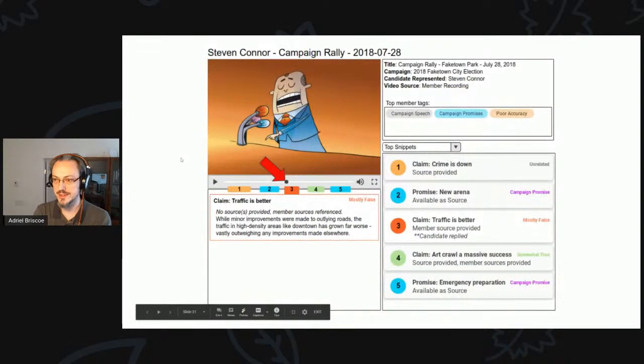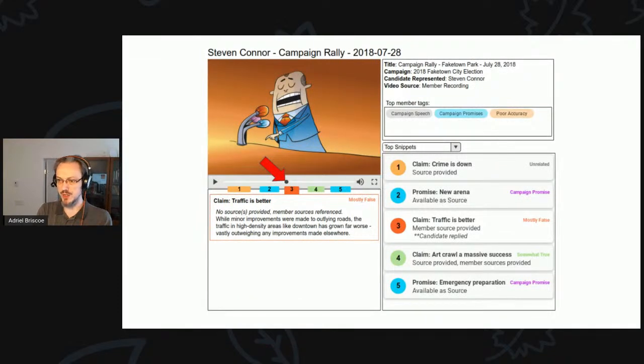The next example is what we're calling, I guess, video snippets. So what we're seeing here is a fairly typical video player. In this case, it's a campaign rally for that same person that the previous mockups were about, Stephen Connor. So at this campaign rally, you'll normally hear a person sort of make multiple claims or multiple just things that they're saying to help themselves get elected. In this screenshot, you can see it's sort of halfway through the video. The red arrow is pointing to where it's at in the video.